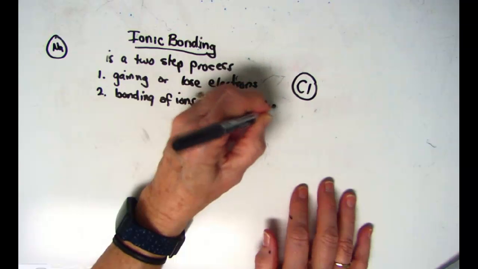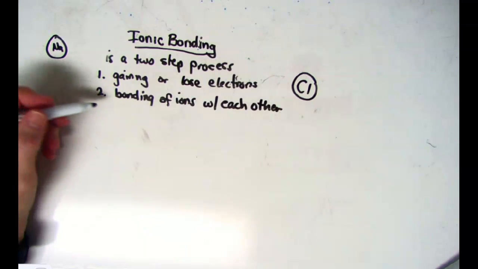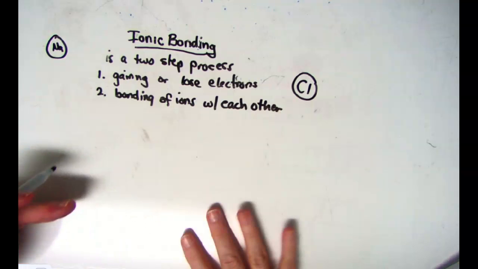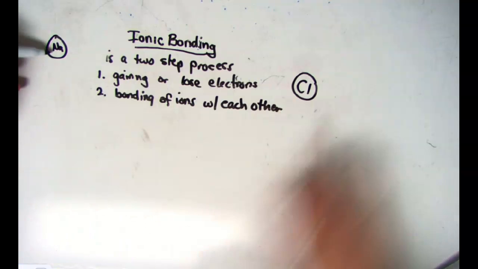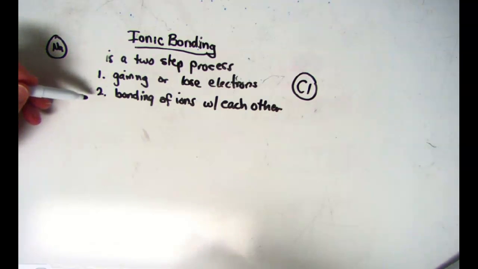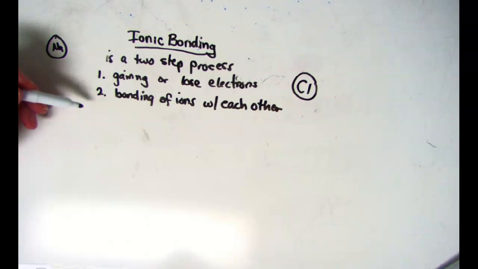All right. So the second step is that these ions that are formed bond with each other because they have opposite charges. This happens second, okay? And it's really important that we actually pay attention to that.